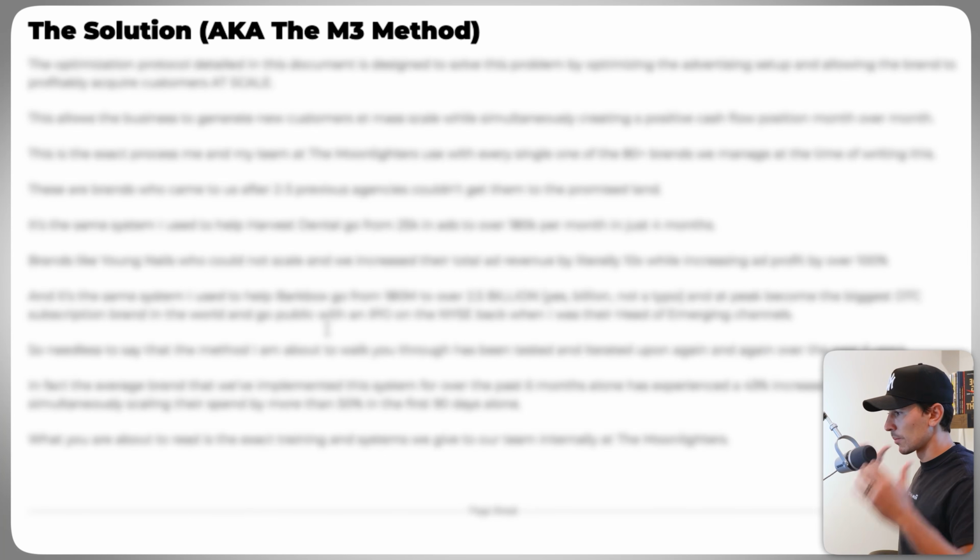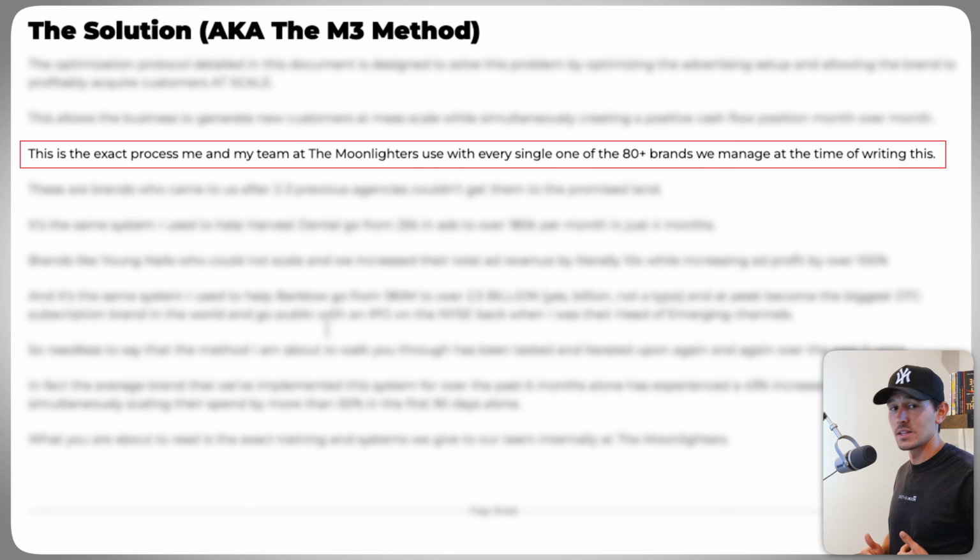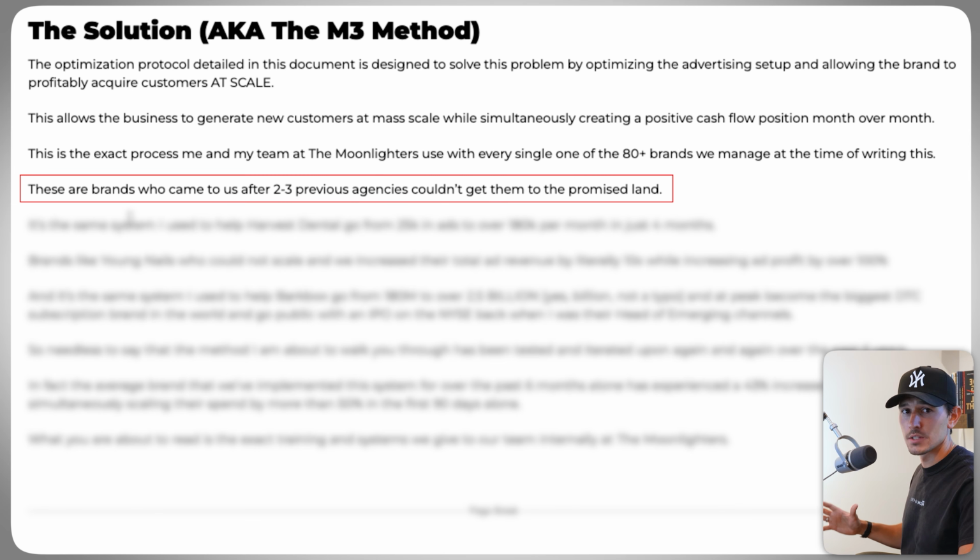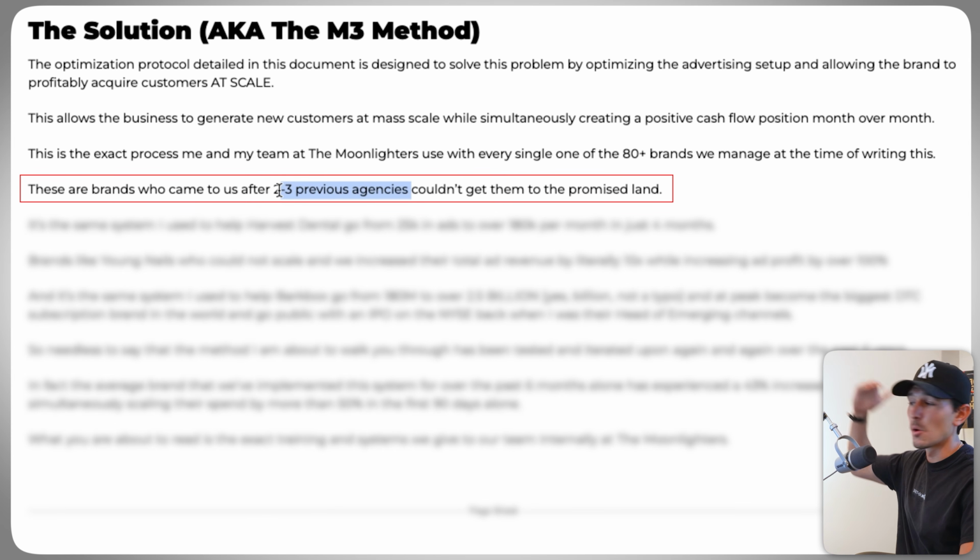Here's the solution. I'm going to break all this down. And by the way, I have so much packed into this, screenshots, everything that you need to do so you could action on this throughout this video. This is the proven method that we use at the Moonlighters. We call this the M3 method. Most brands that come to us, they've worked with 2 to 3 previous agencies or different consultants that just couldn't get them over that hump, right?